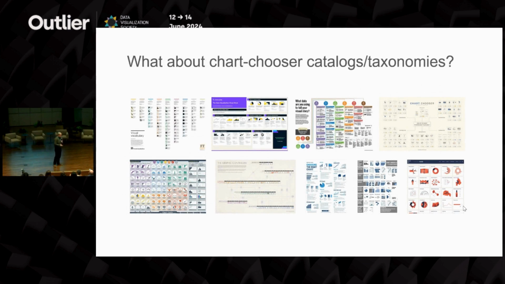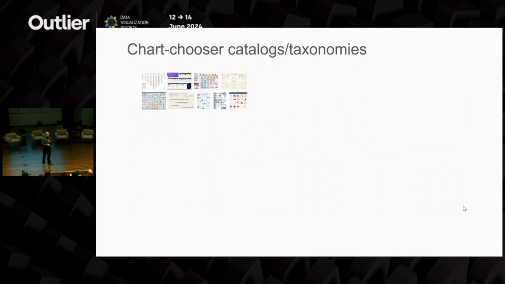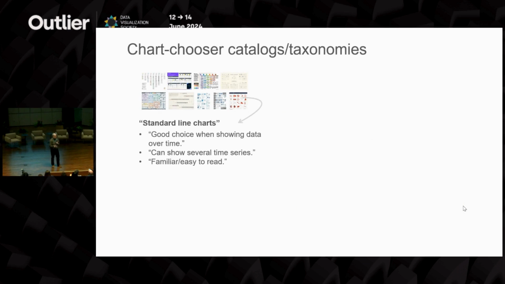Some of you might have also seen things like this. These are the same idea, but instead of diagrams, they're taxonomies or catalogs of chart types. Basically it's a list of chart types and descriptions of each, which are intended to guide people to chart type choices. But if we look at a typical chart chooser catalog and what they say about something like standard line charts, you're going to see something like this, right?